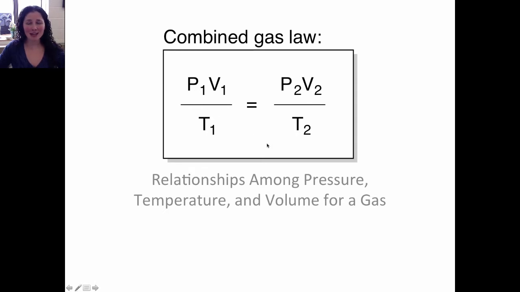There are two main things that you need to get out of today's activity. One is how to use this combined gas law to do calculations. And the second is to get a conceptual understanding about the properties of gases. The first thing I'd like to demonstrate is that all gases behave the same way when they're behaving ideally.